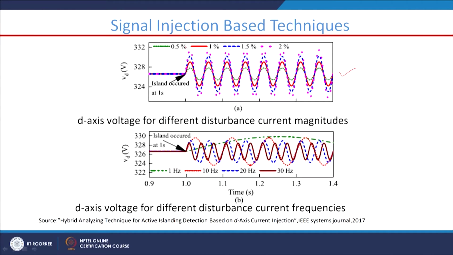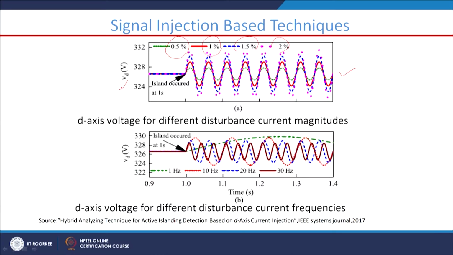After this we will measure the voltage Vd, because as I said from the beginning, we will inject this particular signal Id, and this Id is some percentage of the reference signal. If you see this figure, here we have taken first 0.5%, or we can take 1%, 1.5% and 2%. We can vary the percentage of this Id with respect to our reference signal. After that we will see the impact at the PCC bus, that is, what is the value of this Vd.